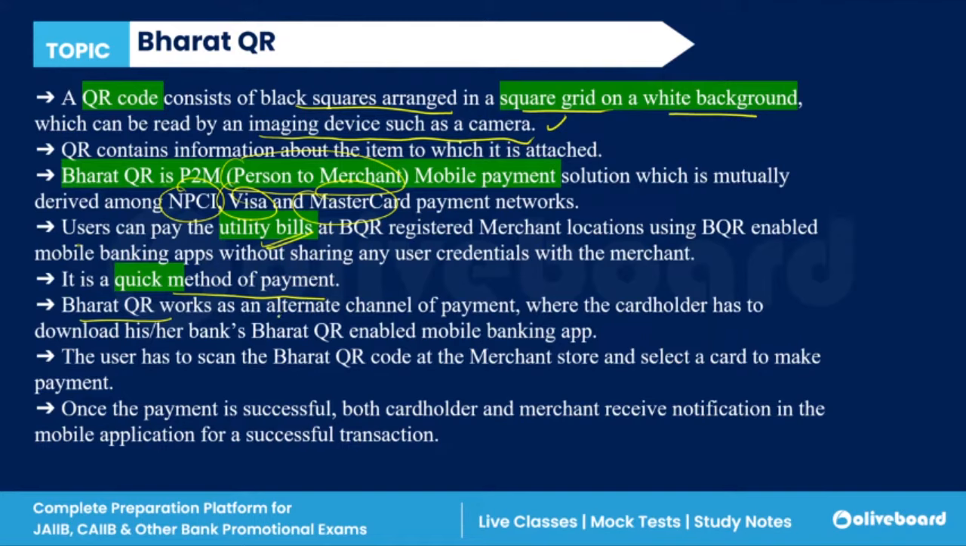Bharat QR works as an alternate channel of payment where the card holder has to download his or her bank's QR enabled mobile banking app. The user has to scan this code at the merchant store and select a card to make the payment. Once the payment is successful, both the card holder and merchant receive the notification from the mobile application for the successful transaction. So this is the Bharat QR.